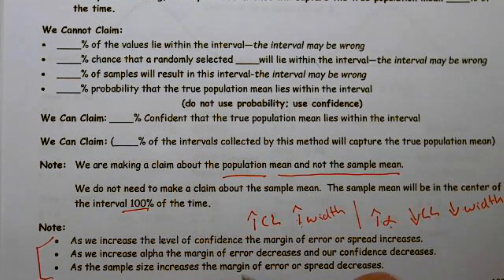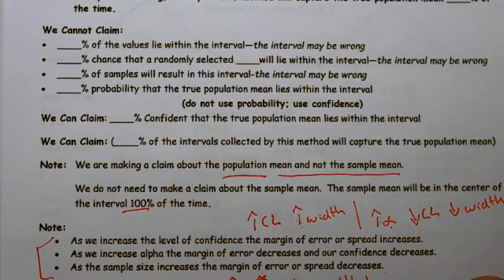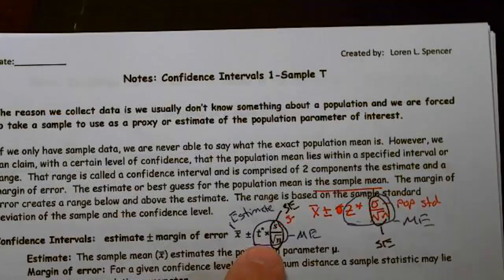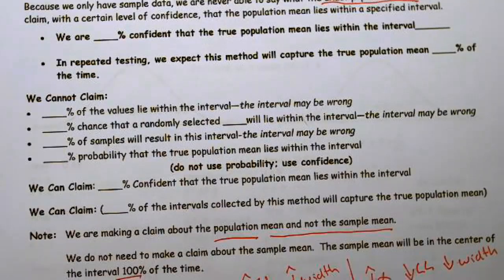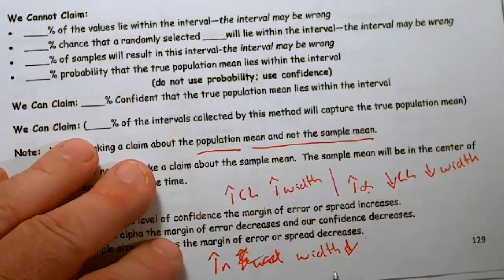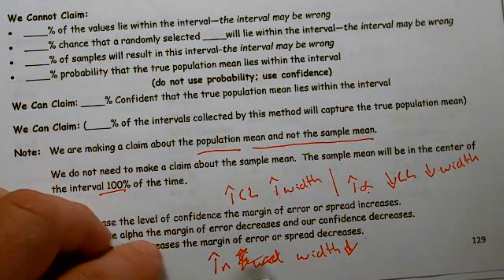And then as n goes up, the width goes down. And you're like, well, why is that? Well, it's because n is in the denominator and we're dividing. So as n goes up, as the sample size increases, the interval width decreases.